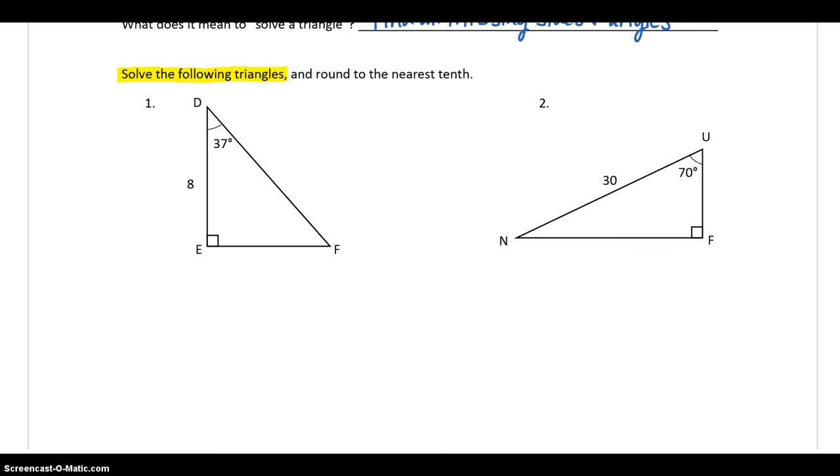So number 1, we have triangle DEF, and it looks like they've given us a few pieces of information in this picture here. They told us that angle D is 37 degrees. They told us angle E, remember this box, that means it's a right angle, which means it's 90 degrees. And then they told us this side is 8.